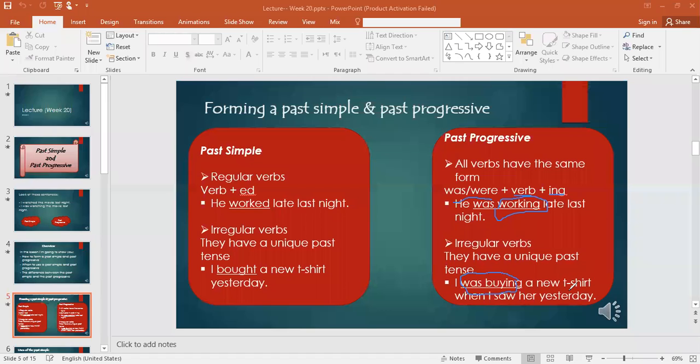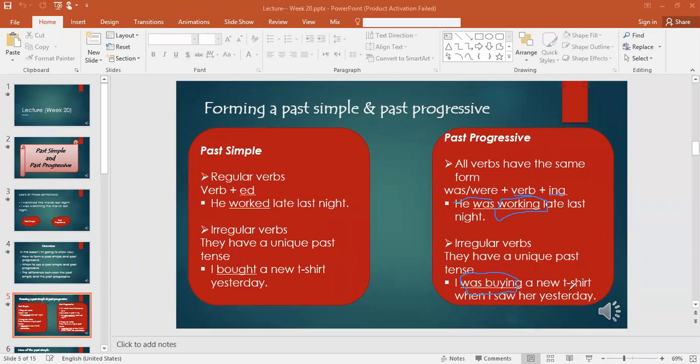So this is the point. What I want you to know is that when the verb is regular or irregular in the past progressive, all you have to do is add the verb to be plus the verb plus ing. Now, who can tell me about was and were, these two verbs to be?